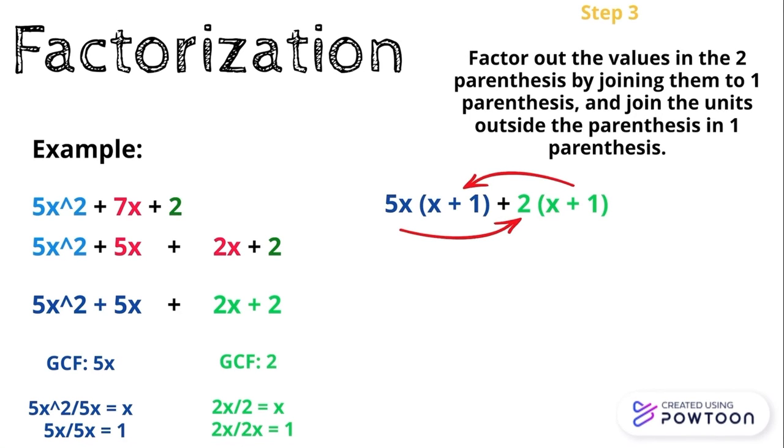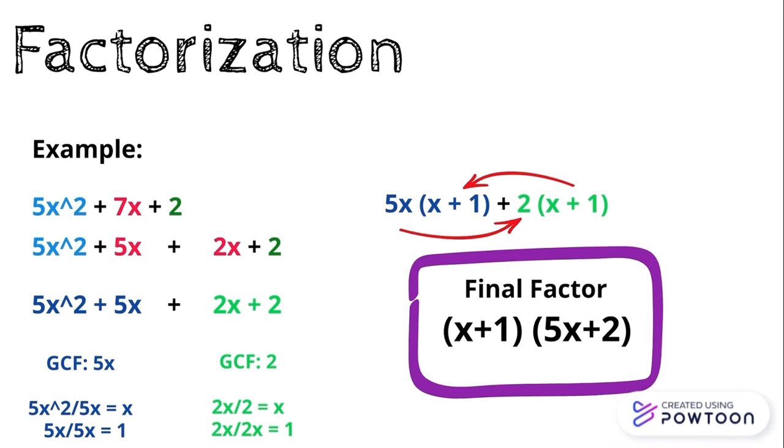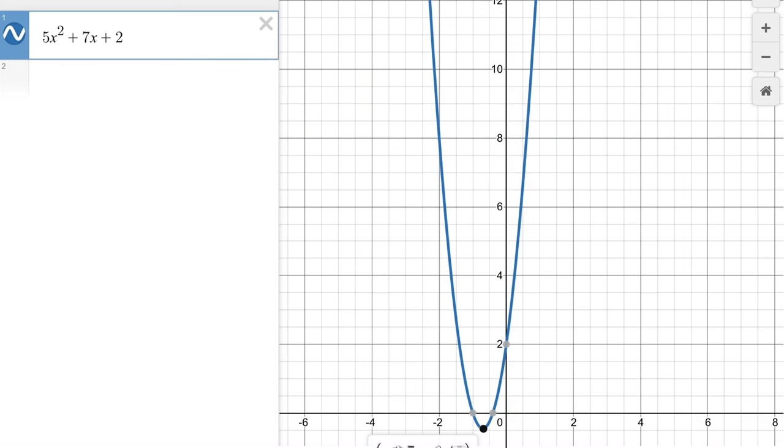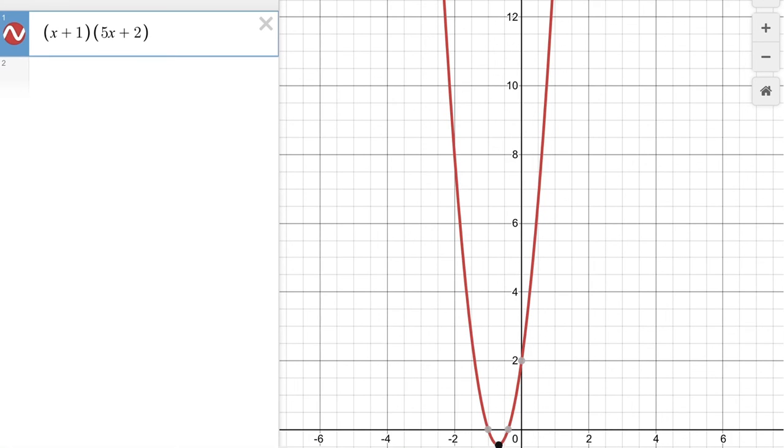Now for the third step, we need to factor out the values in the two parentheses by joining them into one parenthesis and joining the units outside the parenthesis into one parenthesis. Like here we're joining the two parentheses of x plus 1 into one parenthesis and the 5x plus 2 in another parenthesis. To prove that this was correct, I put my initial equation and my final factor in decimals and saw if both graphs were the same. Now they were, so this means it's correct.